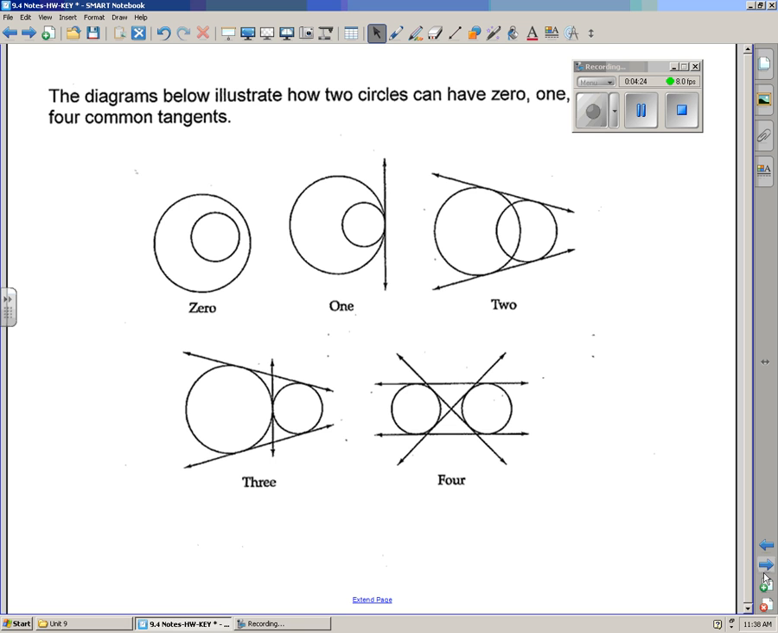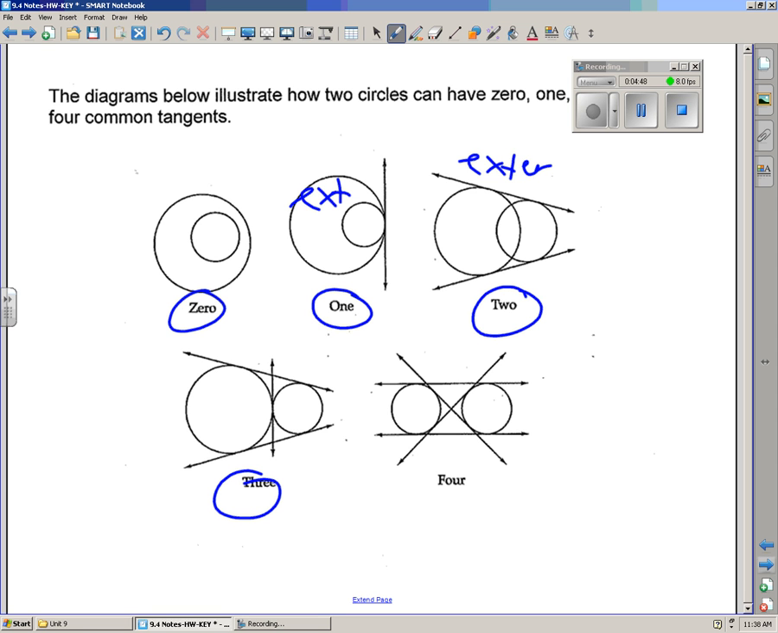The diagrams below illustrate how circles can have 0, 1, 2, 3, or 4 common tangents. Okay, so no tangents for these 2 circles here. These 2 circles that are touching have 1 common tangent. When these 2 circles overlap, there are 2 common tangents. By the way, this is an external tangent. This is an external tangent. Here, when there are 3 common tangents, 2 are external, 1 is internal. And when there are 4 common tangents, 2 are external and 2 are internal.